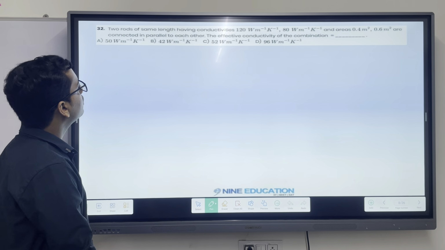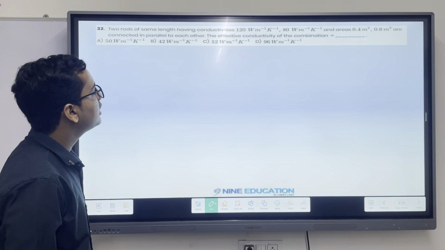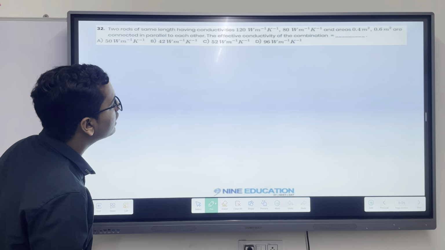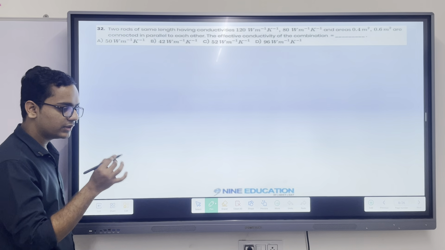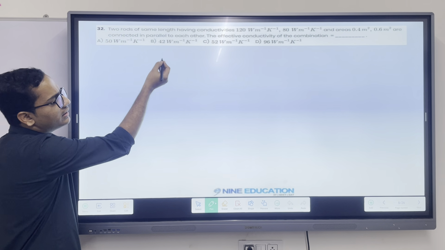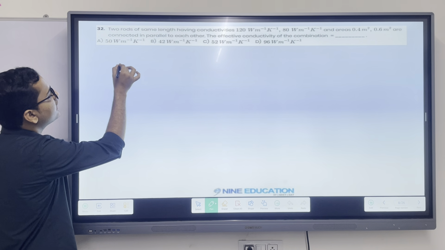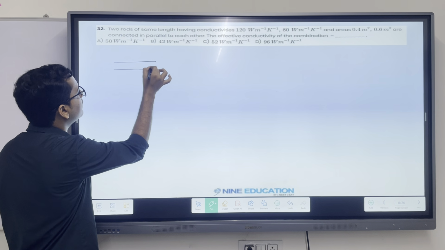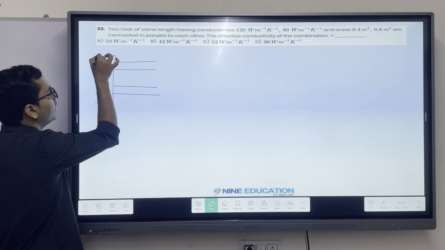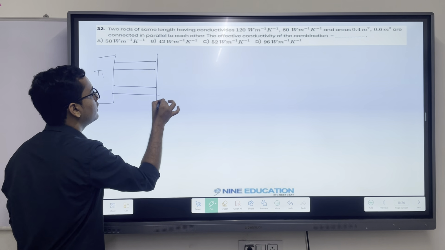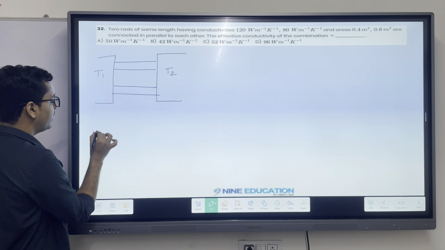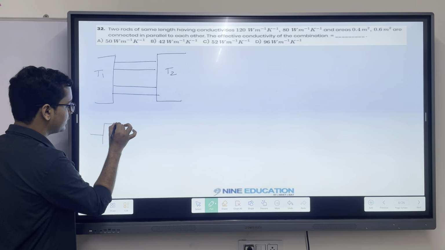Next one. Two rods of same length having conductivities and areas are connected in parallel to each other. The effective conductivity of the combination. This is a similar question that was asked in the previous part test, but here it is directly shown that they are connected parallel to each other. So this is one rod, this is another rod. Here let's say temperature is T1, here let's say temperature is T2. Okay, I can replace this with this particular system.